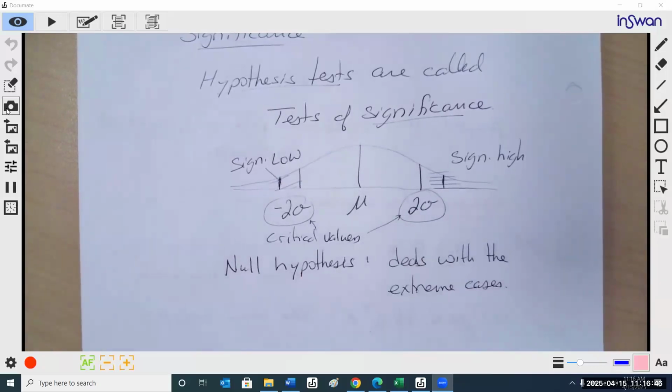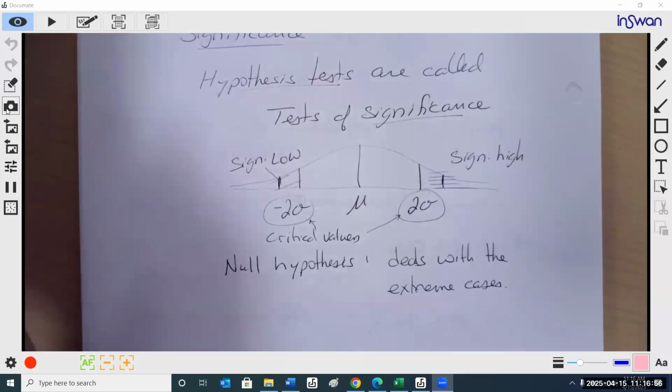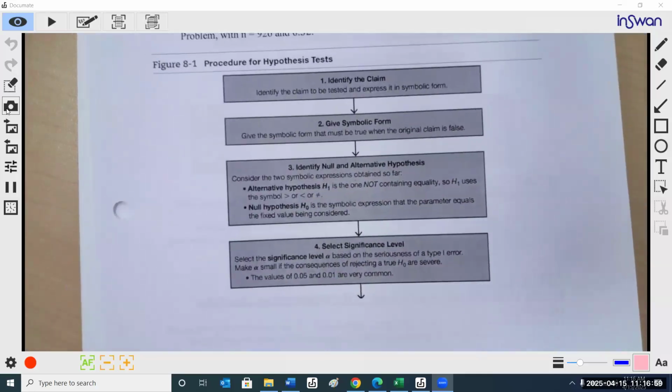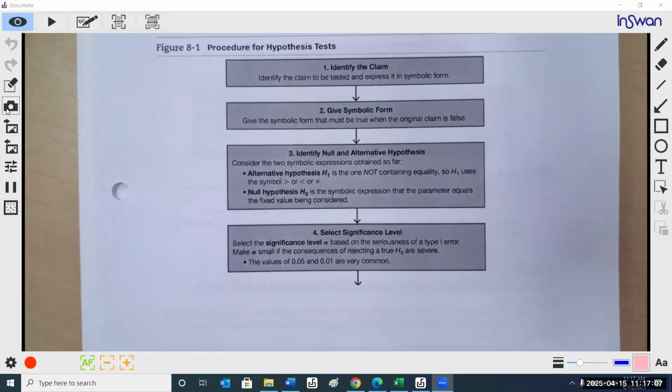Because those are the ones going to tell us whether we keep it or not. In the notes that I gave you, there is this spreadsheet, this flow chart. If you don't have them, they're up here.